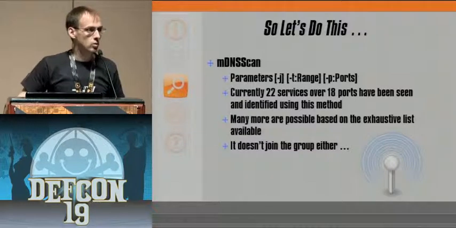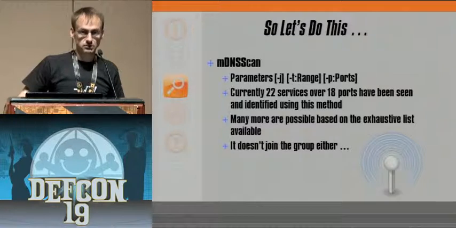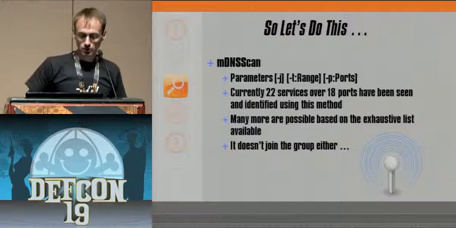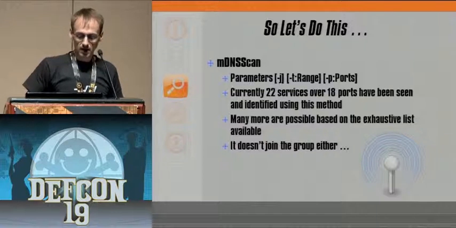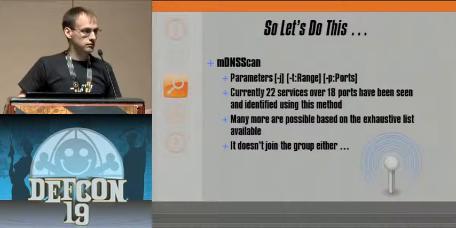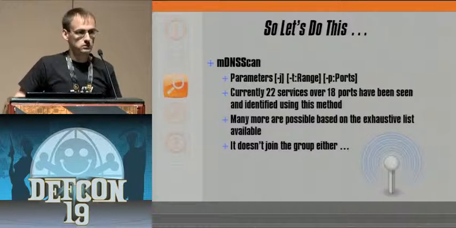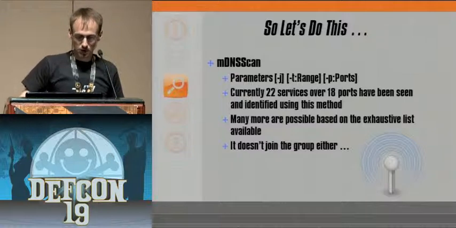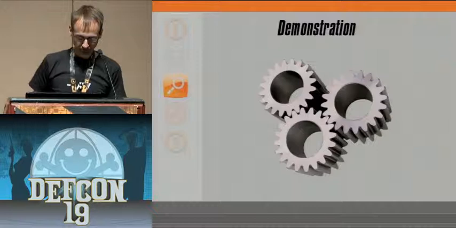Like any good port scanning tool, it allows you to select a range that you're interested in, as well as any particular service ports that you're interested in. Currently 22 services, over 18 ports have been identified using this method. Many more are possible, based on that exhaustive list that they have for DNS service discovery. There's one of the links that I have later on refers you to that list of all the different services out there that are supposedly available somewhere and findable using DNS service discovery. Now, this tool does not join the group either. Let's do a quick demonstration.